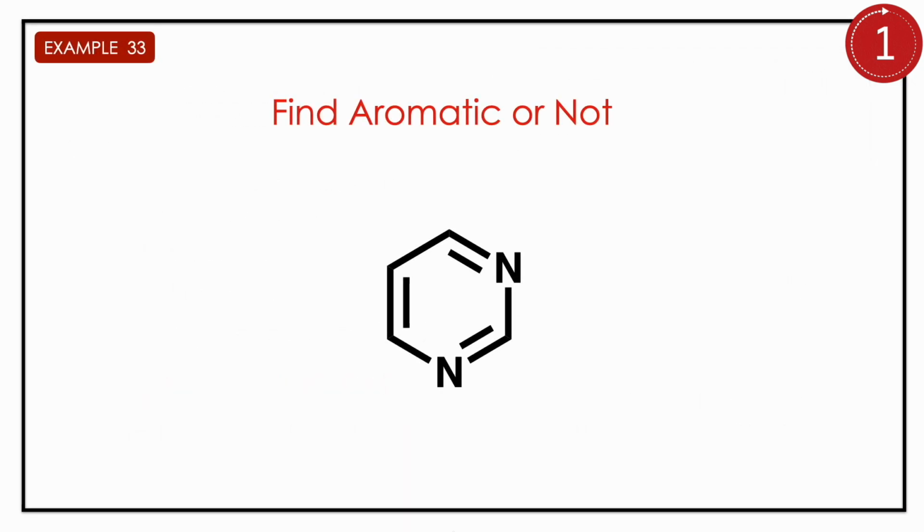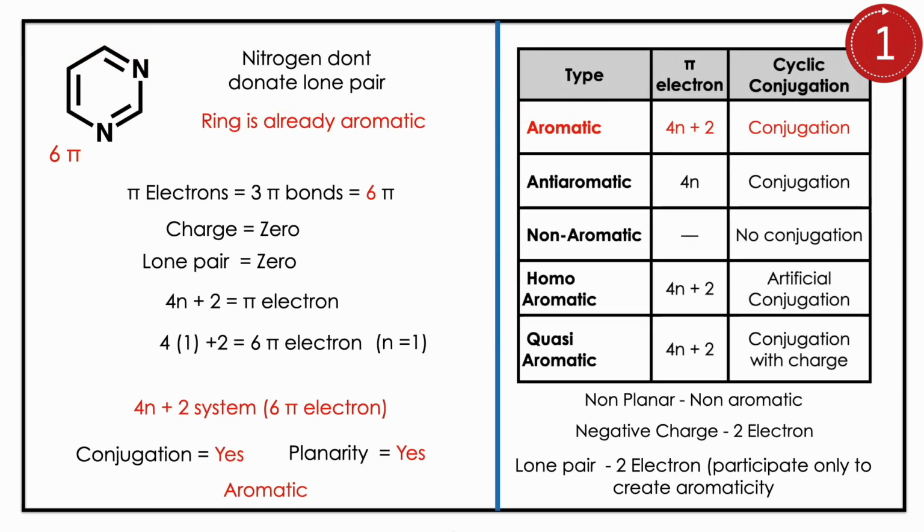Then the next example, you have a heterocyclic system with 2 nitrogens. We should find whether it is aromatic or not. Here 2 nitrogens are there, but the ring is already aromatic. One important fact about lone pairs is that a lone pair doesn't participate if it is not required. Since the ring is already aromatic, the lone pair doesn't participate. So 3 pi bonds are there, so 6 pi electrons, charge is 0. Lone pair doesn't participate, so 0 pi electrons. So totally 6 pi electrons. It is a 4n plus 2 system with n equals 1, and conjugation is definitely there. Planarity is also there. So 4n plus 2, conjugation, planar means the given compound is aromatic.